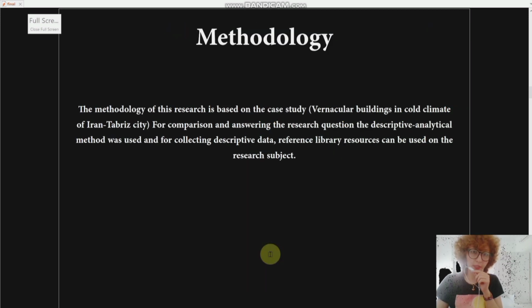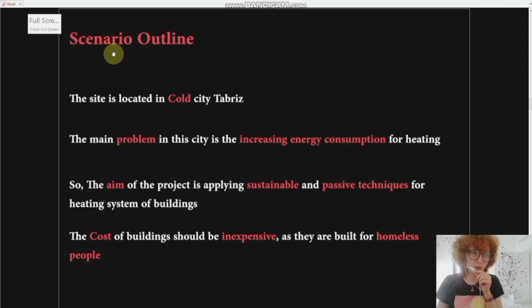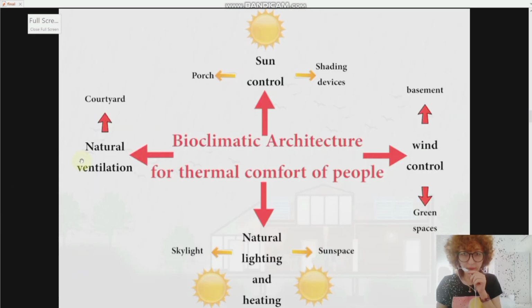The methodology of this research was based on a case study, a vernacular building in the cold climate of Iran, and for answering the question, library resources were used. About the scenario outline, the site is located in a cold city. The problem was increasing energy consumption. The aim of the project was using passive techniques, and not to mention the cost of the building should be cheap because it's for homeless people.